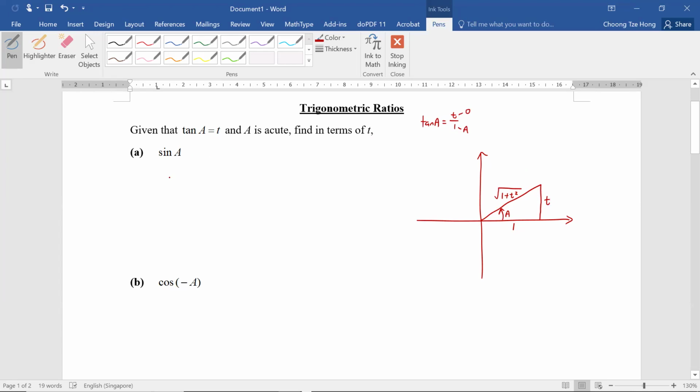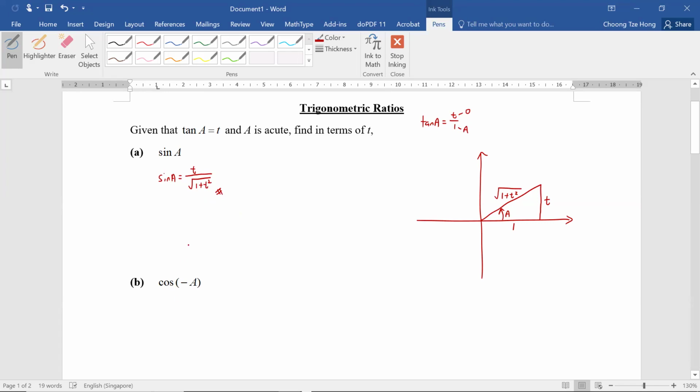Part A is the easy part. Sine A, sine is opposite over hypotenuse, so the answer will just be T over the square root of 1 plus T squared. So this will be the answer.